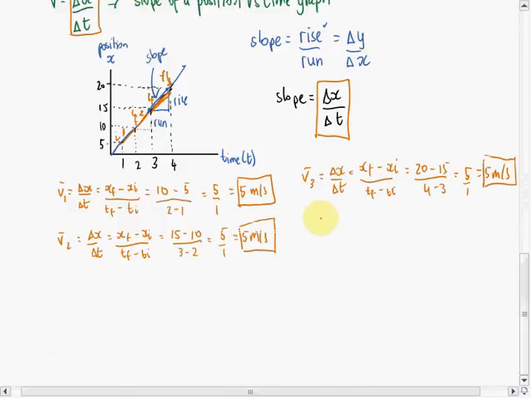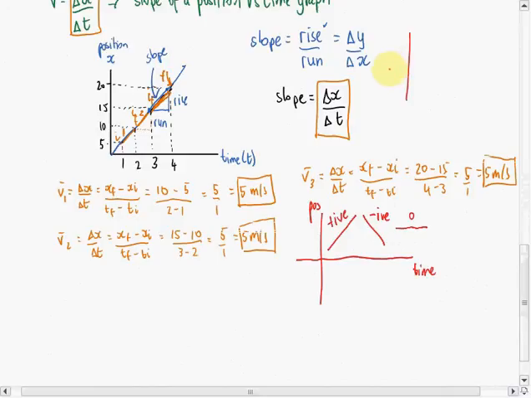Okay, so when I'm dealing with position versus time graphs, if I have a slope that is upwards and to the right, I will have some positive velocity value. If I have a slope that was going down and to the right, I would have some negative velocity value. And if my position versus time graph was level, I would have a slope of 0, right? That might seem confusing, so let me just kind of draw that out here.